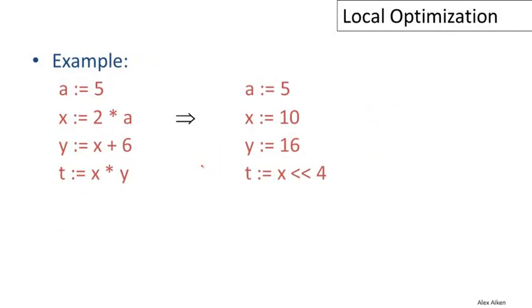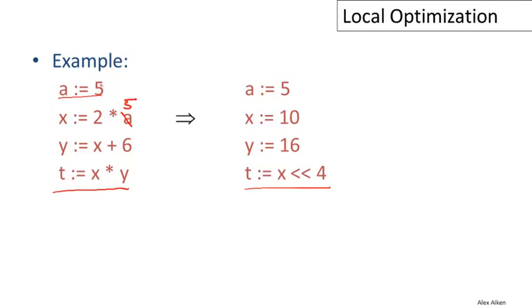Now let's do a little more complex example and use some of the optimizations that we've discussed so far on a slightly bigger piece of code. So we're starting with this piece of code here on the left, and we're going to wind up with this piece of code on the right. And how does that work? Well, first we have a copy propagation. So we have A is assigned the value 5, and so we can propagate that forward and replace the use of A later on by 5.